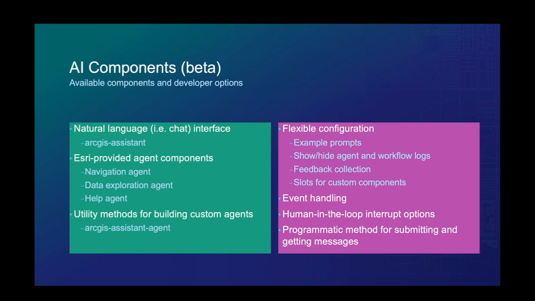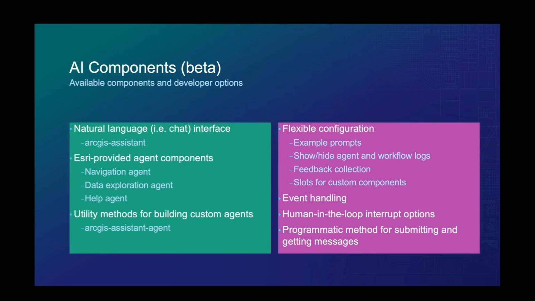And as Dhrumil pointed out, we have 3 that we ship out of the box today. Navigation, which handles everything map navigation, not 3D scenes quite yet, but 2D maps. Data exploration, this is our attempt at being able to query the layers in your web map using natural language. And then a help agent. In testing, people frequently ask questions to start with, like, what am I looking at? Or what is available in this web map? What kinds of questions can I ask? That's the agent that helps answer those questions.